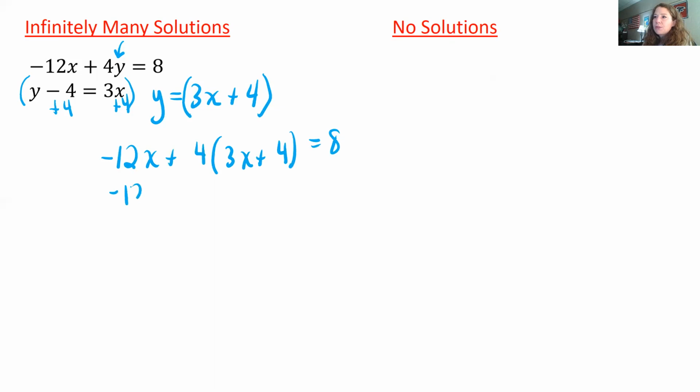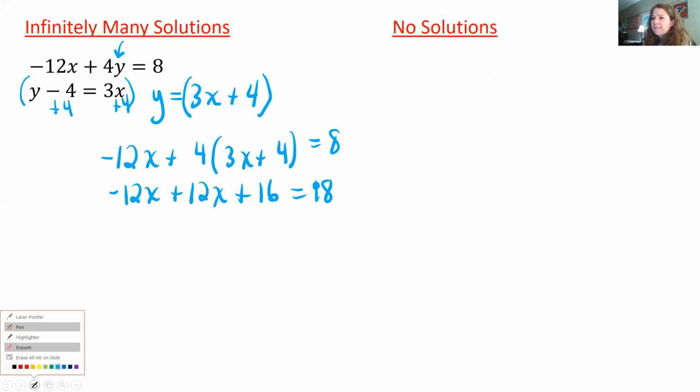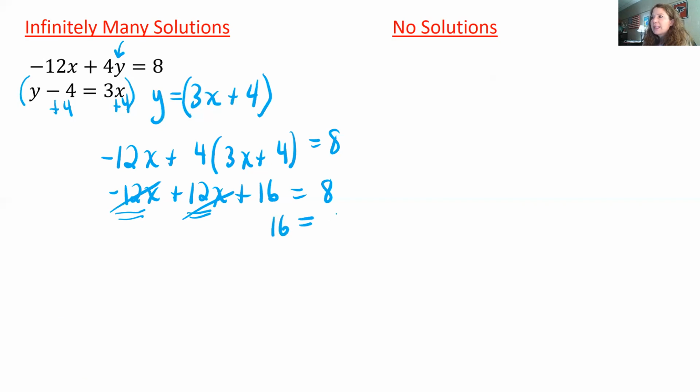I have to use the distributive property. 4 times 3x is 12x. 4 times 4 is 16. Whoops, where did that 1 come from? I didn't mean to write that. All right. And so what happens here? What's -12 plus 12? Well, -12 plus 12 is 0. So I basically end up with 16 is equal to 8. Well, is that true? No, that's not true.